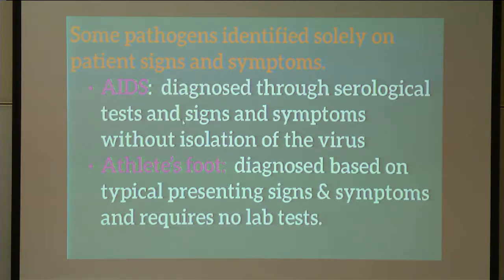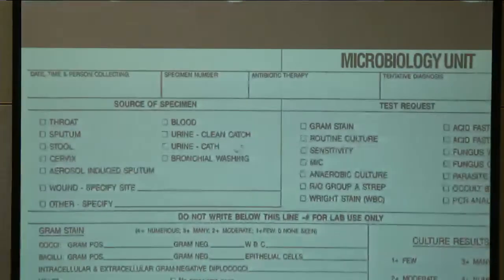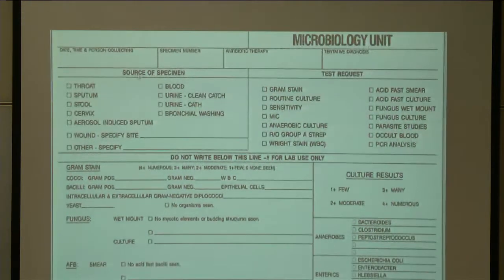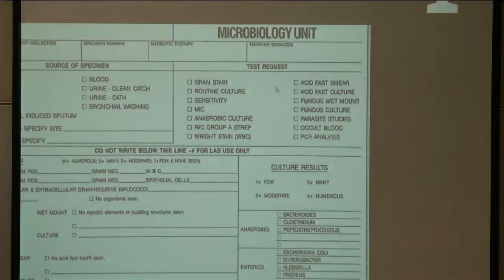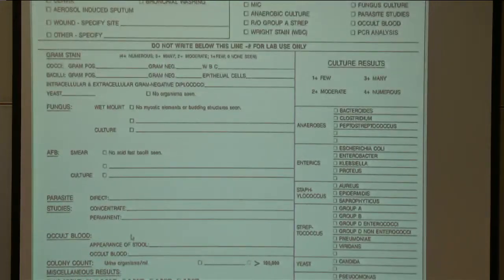So depending on what you're testing for, there are a lot of different tests that you can go with. This is a pretty nifty little table. This picture's right out of your book. This is what a physician would send off to the lab: date, time, person collecting. Here we can see the source of specimen. What do we have? A clean catch urine sample, sputum sample, cervix, stool sample, whatever you might have here. What type of test do you want run? And then the lab will fill out the rest.